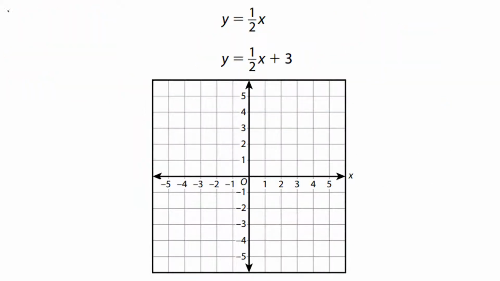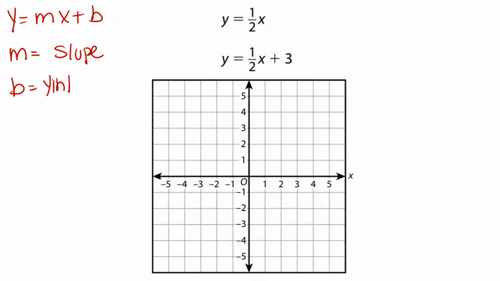For this problem, again, we want to make sure both of our equations are in slope-intercept form, so they match the y equals mx plus b equation. Both of these equations do. The y value is by itself on the left-hand side. The second step and the third step are to identify the m equals value, which represents the slope, and our b equals value that represents the y-intercept.